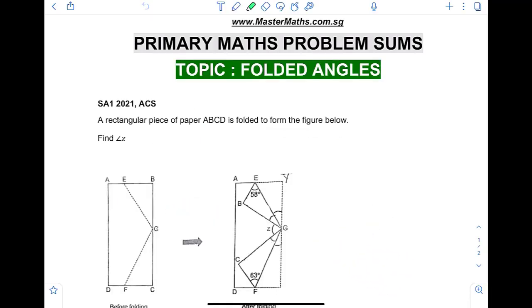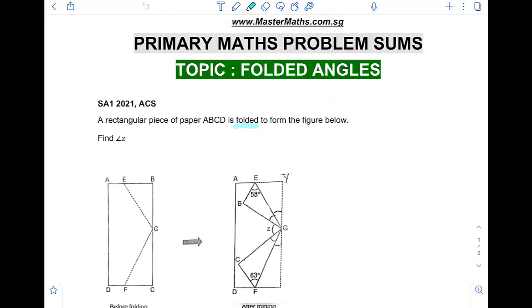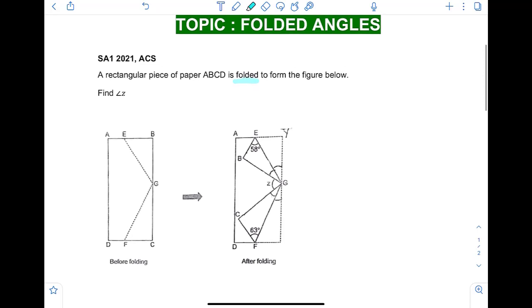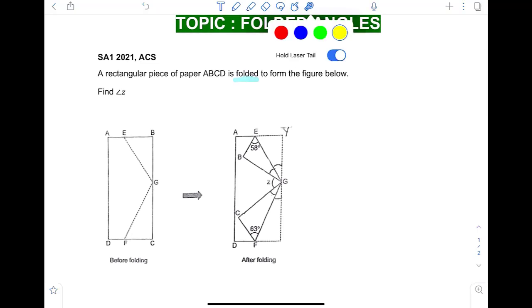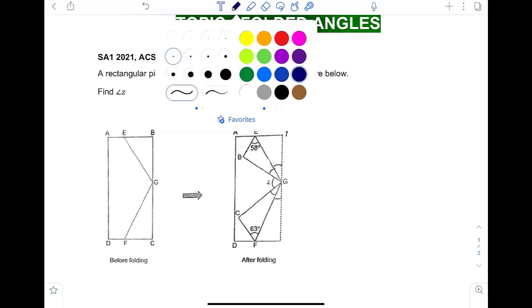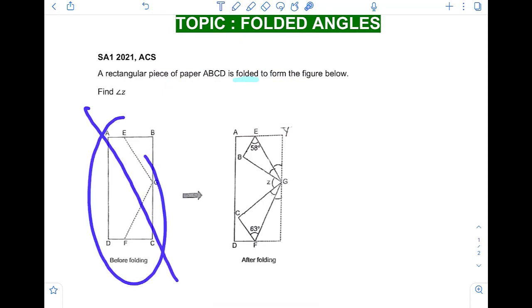A rectangular piece of paper ABCD is folded to form the figure below. Find angle Z. Alright, so they have very kindly given us the before folding and also after folding as well. Now what we need to understand is that at times, they may not even give us this diagram. Not given, they will just give us this one here.